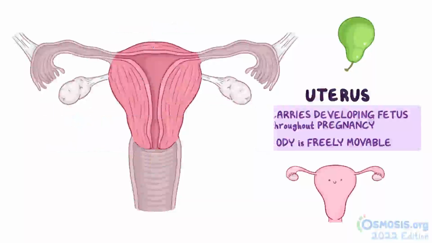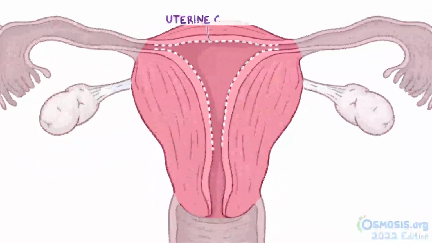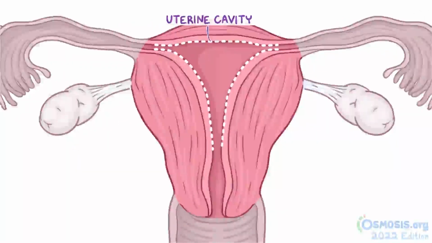Alright, now let's look at the internal features of the uterus. First is the uterine cavity, which extends superolaterally, forming the regions where the uterine tubes join, called the uterine horns. Next is the cervical canal, located within the cervix.